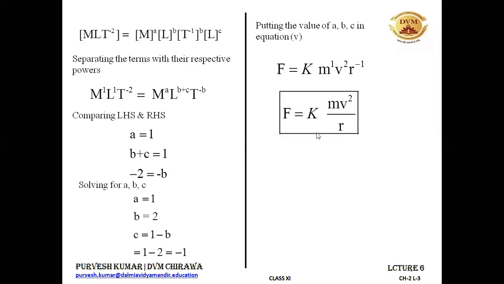And the formula becomes f equal to k mv square upon r. Just because the power of r is negative, it will go in the denominator. If some quantity is having power 1, we generally don't write it. It means m to the power 1, and v square, so mv square is in the numerator, and in the denominator, this r will go because it is having power minus 1. This is the final required expression for the force, that f equal to some constant k multiplied with mv square upon r.